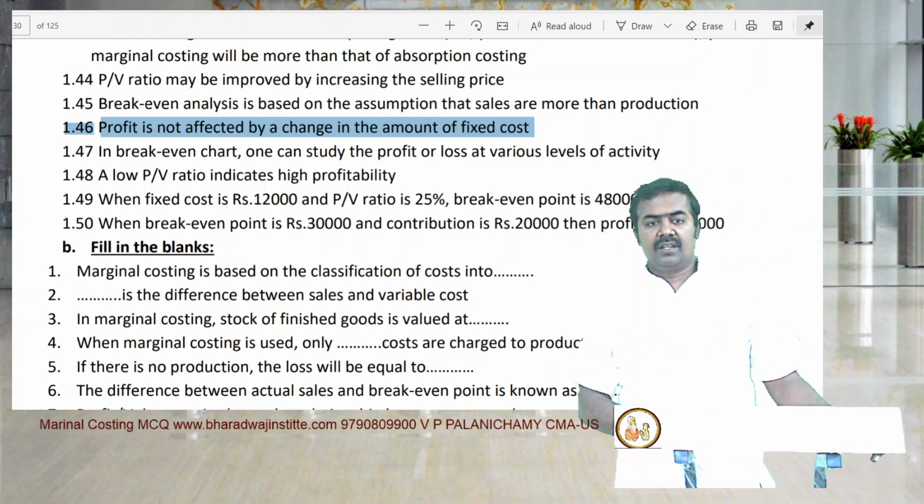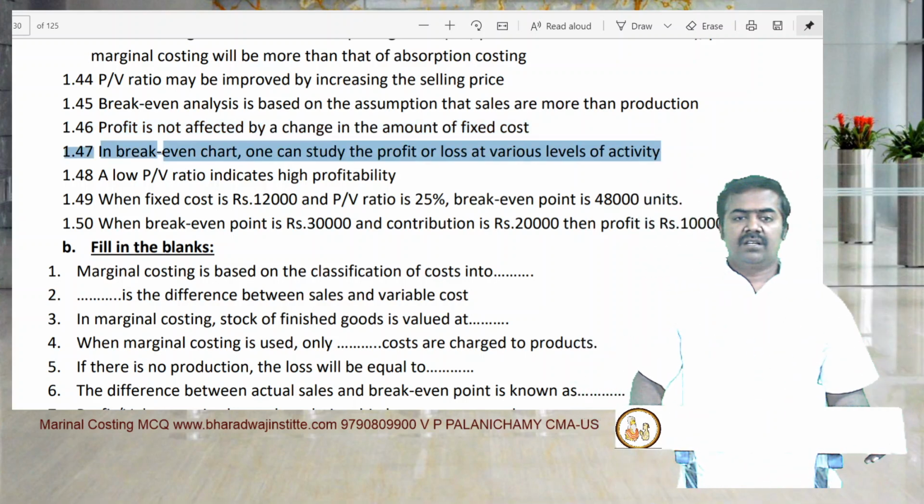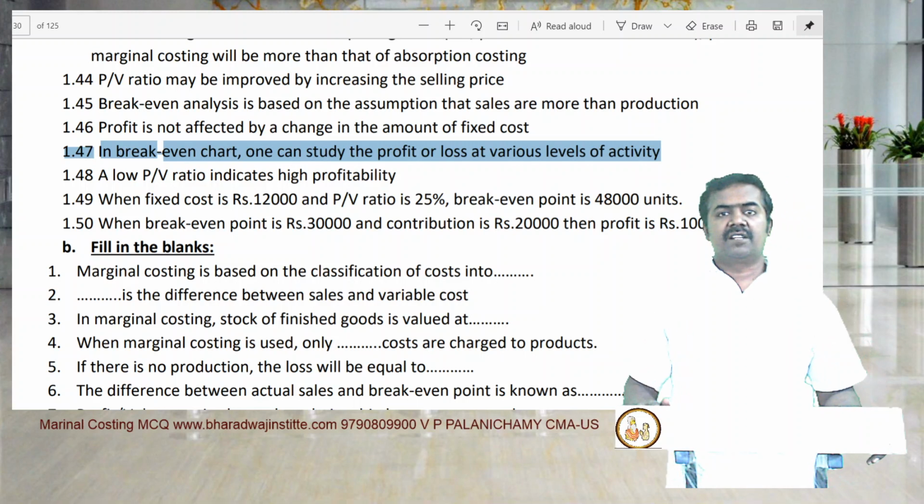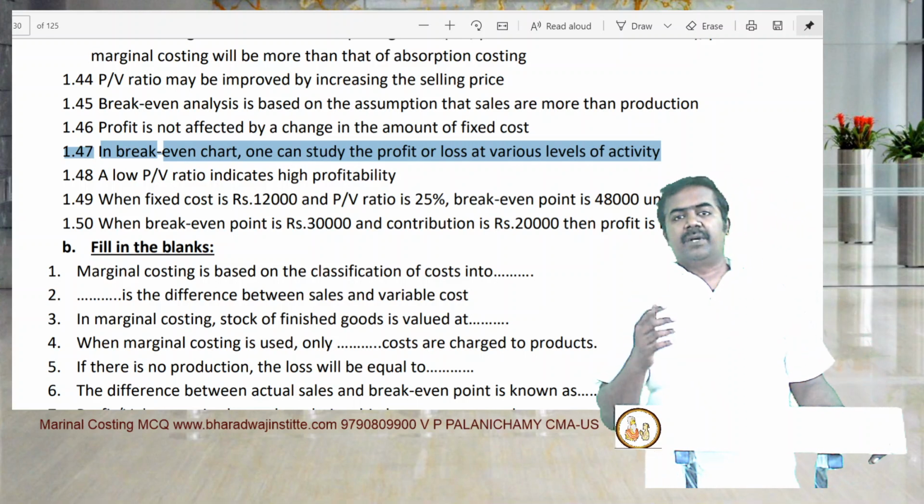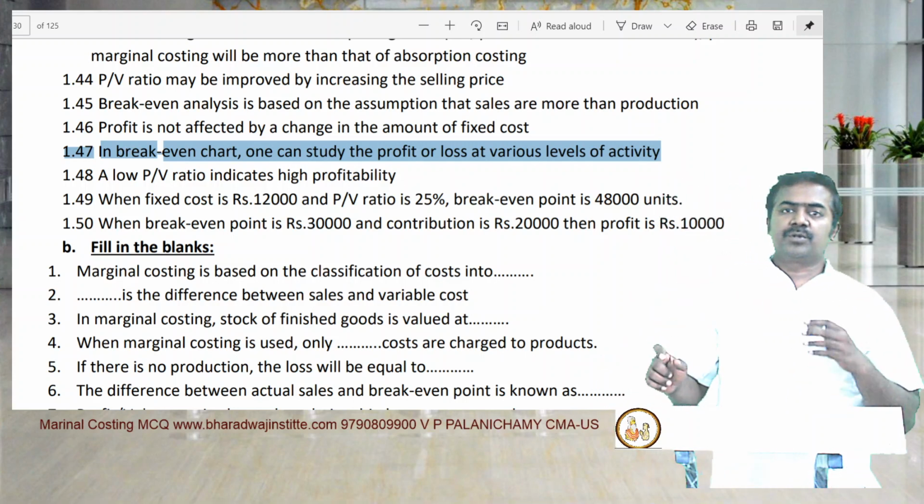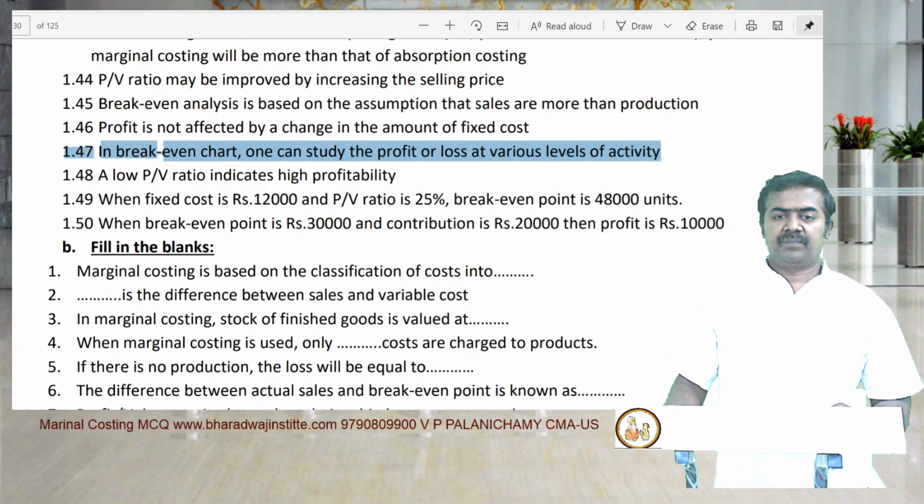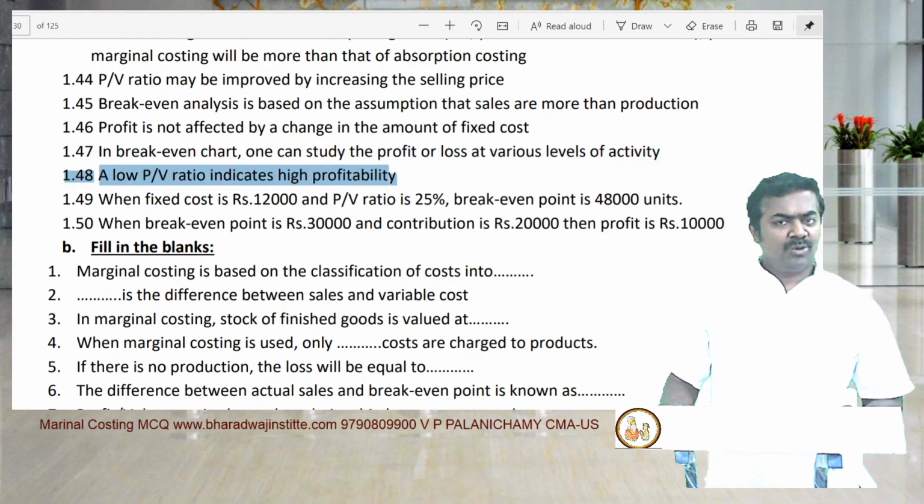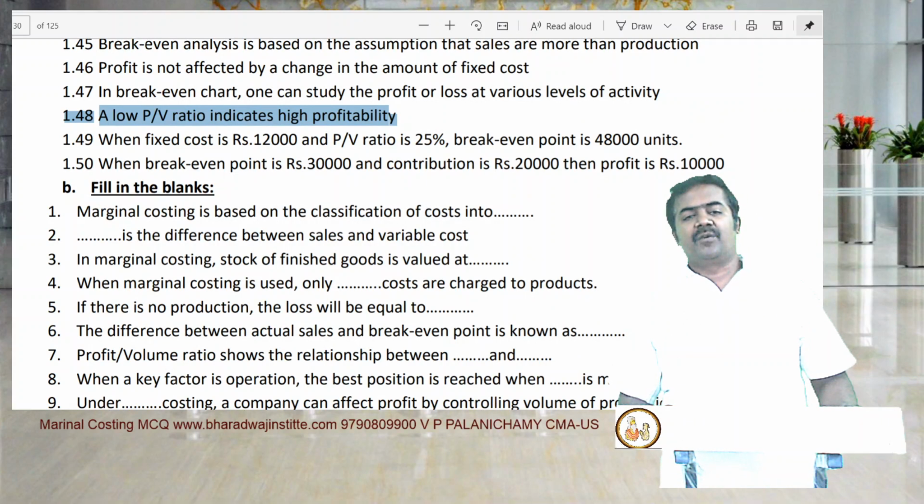False. In break-even point, one can study profit or loss at various levels of activity. No, for that you have to prepare a budget. In break-even point, you can find out only the profit zone, loss zone. False. A low PV ratio indicates low profitability. How it can be high profitability?